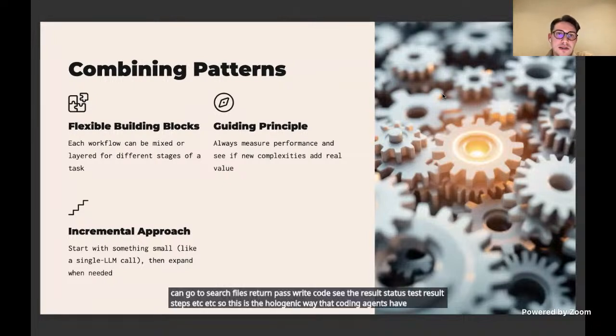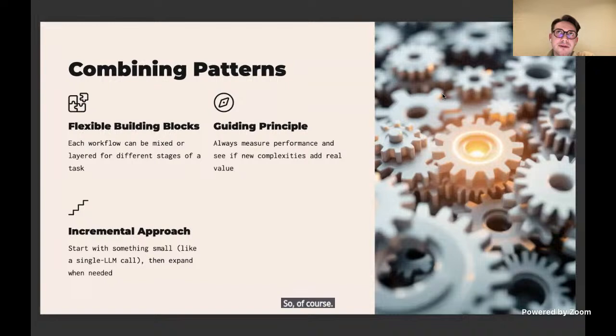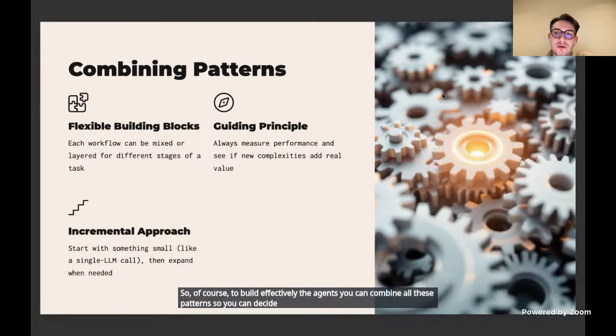Of course, to build agents effectively, you can combine all these patterns, so you can decide which one is good for which goal, for which purpose. Start small, right? Then expand to something that you need. Complexity, as I said, can lead to something that is hard to debug.